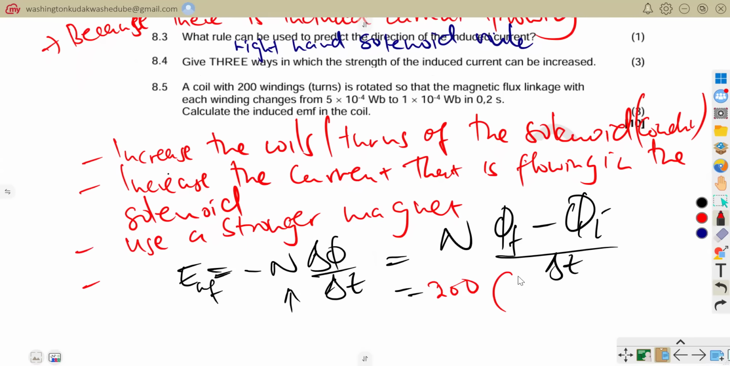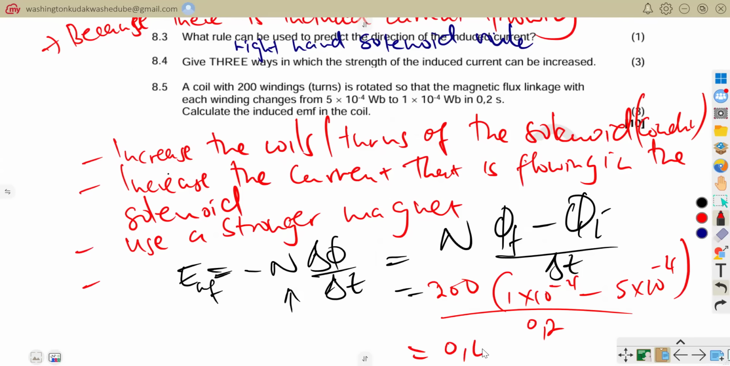And then what is the final phi? It is 1 times 10 to the power negative 4 minus 5 times 10 to the power negative 4, divided by 0.2. So if you calculate using your calculators, what becomes the EMF induced, it has to give you 0.4 volts. So that is how you would have answered that question.